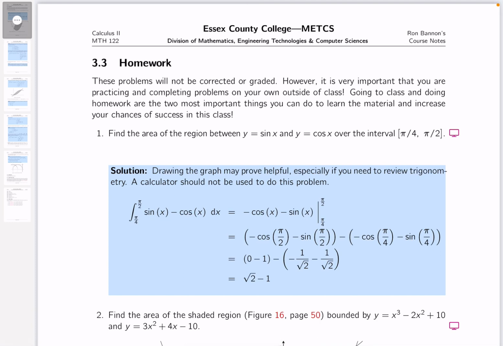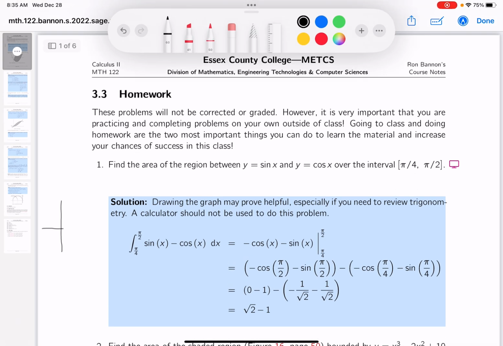Okay, find the area of the region between the sine of x and the cosine of x on the interval between pi over 4 and pi over 2. So first thing I do is I want to visualize what I'm looking at. Let me draw a picture of the sine and cosine function.